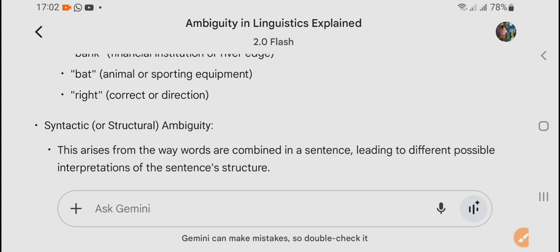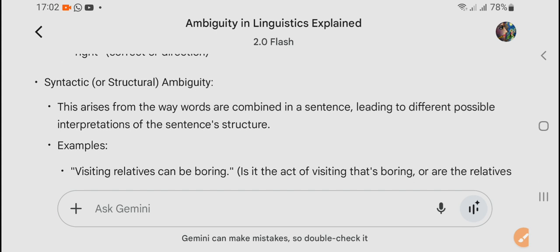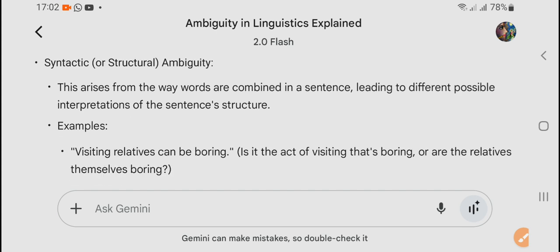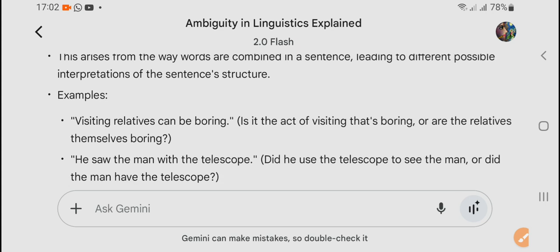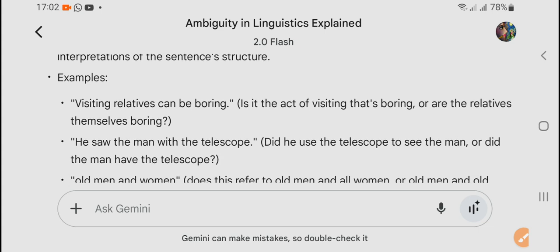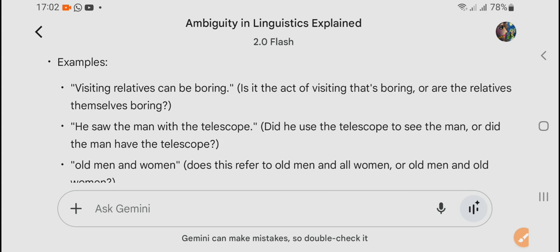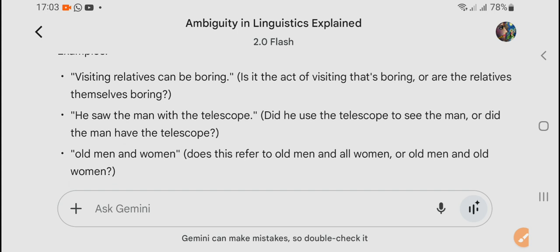Now another variety of ambiguity is syntactic or structural ambiguity. This arises from the way words are combined in a sentence, leading to different possible interpretations of sentences. For example, we had already discussed these sentences, which are ambiguous because of the sentence structure: visiting relatives can be boring. We had discussed this many a time in the class.